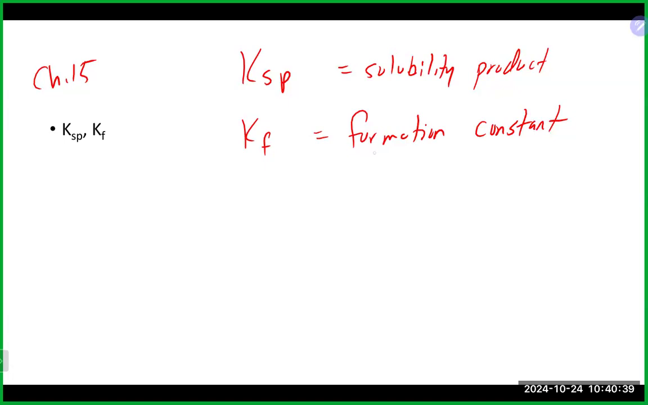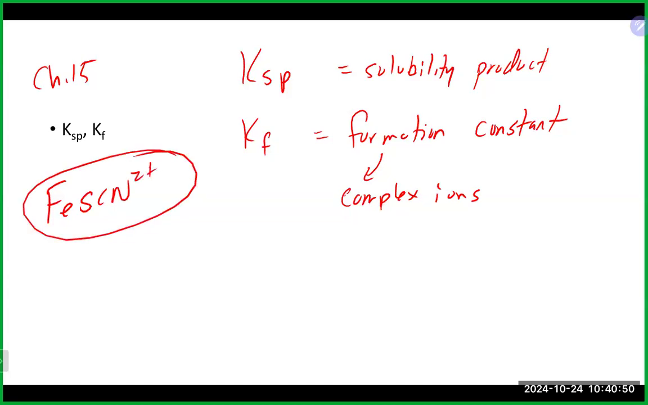And the formation constant is actually for typically what are known as complex ions. For example, we've seen a complex ion earlier on in one of our experiments, like this guy right here. So that's an equilibrium constant that is for complex ions. We could add that to our ever-growing list of K values that we've talked about.